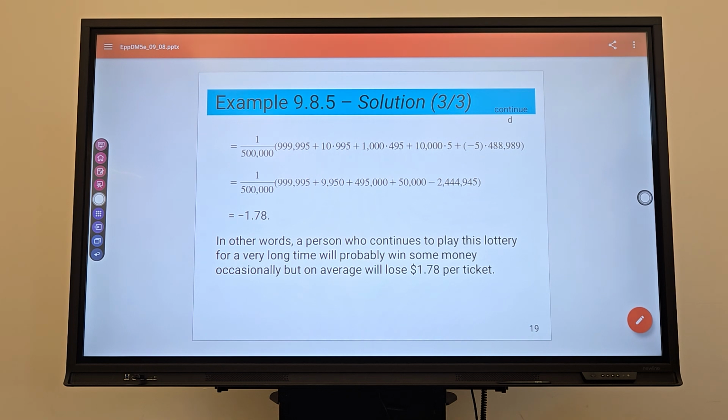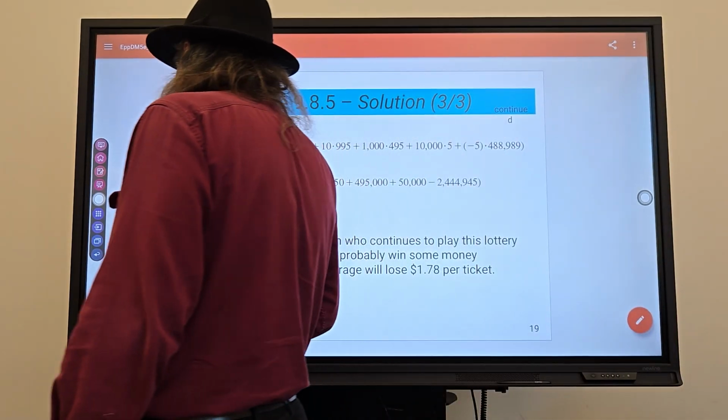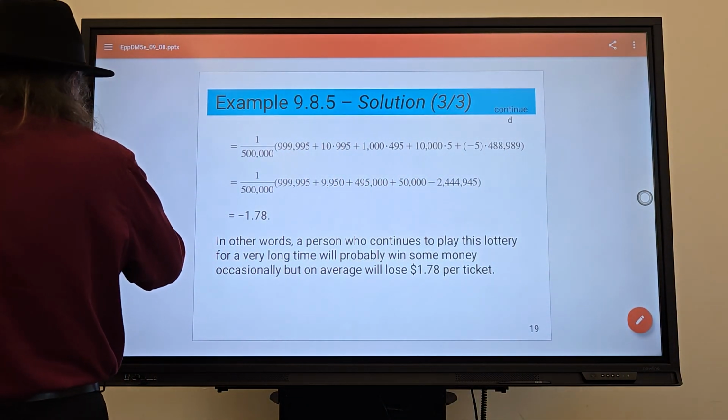The end result is -$1.78. In other words, a person who continues to play this lottery for a very long time will probably win some money occasionally, but on average will lose $1.78 per ticket. That's how lotteries make money.